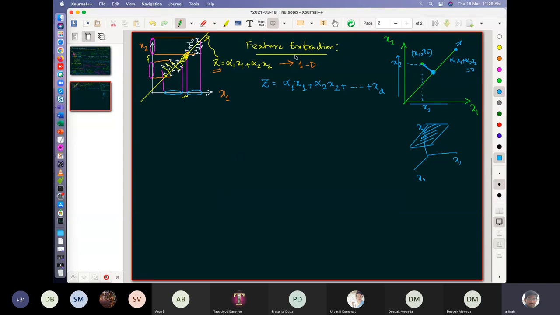Now, the only thing that we did not formally state here is which line. I mean, this line, this line, this line, which line should I project onto? Again, the normal intuition will come into the picture here. Let's say I have a set of points like this.